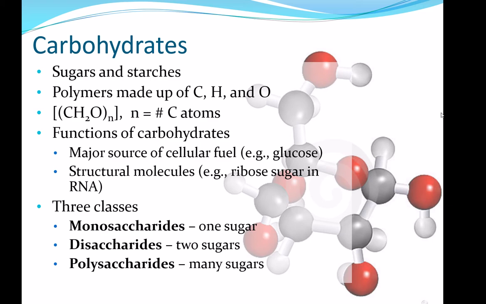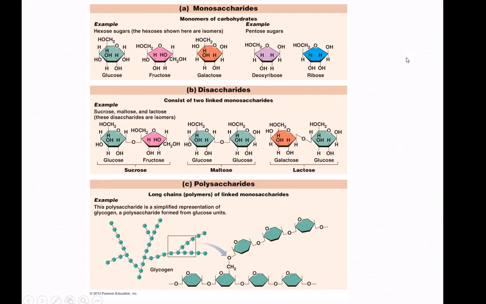We have 3 classes of carbohydrates. Monosaccharides are what we call simple sugars. It's literally 1 sugar. Disaccharides are 2 sugars, 2 monosaccharides coming together to make a disaccharide. And then polysaccharides are what we call many sugars. These are the large compounds that are composed of all of the little monosaccharide subunits. Let's look at some of those.